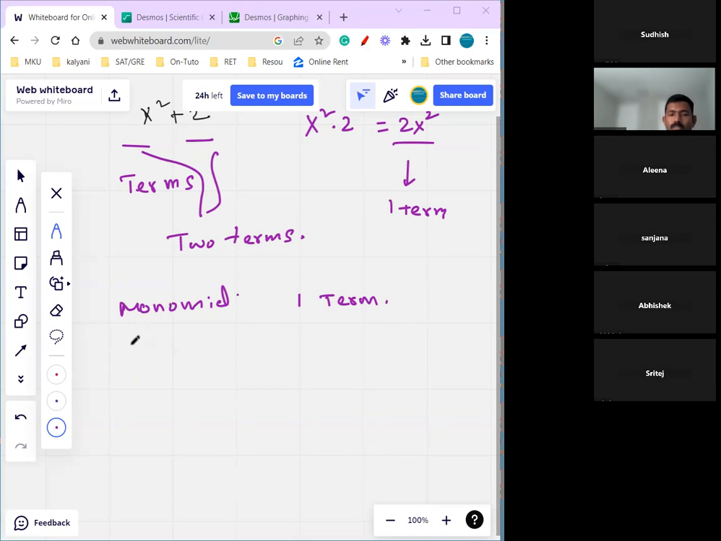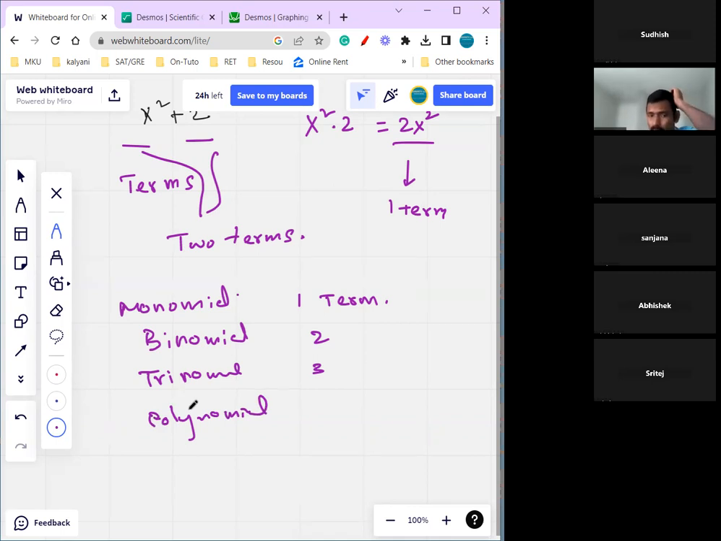So two terms, binomial, and then three, trinomial. That's good. And anything more than three, we call a polynomial. Poly means more. So more than three, we can call polynomials.